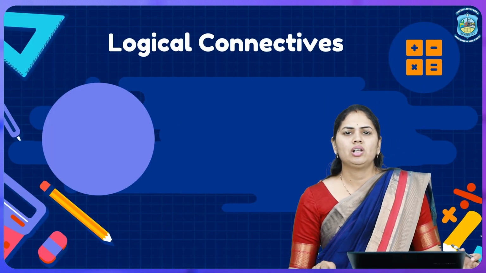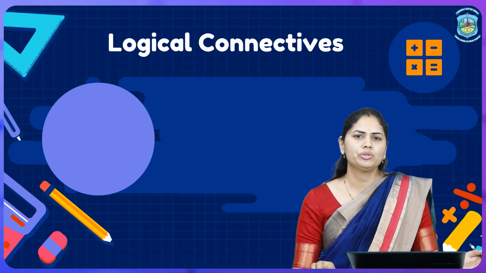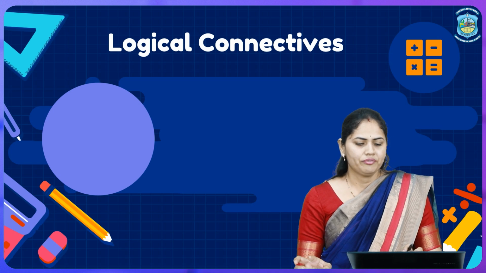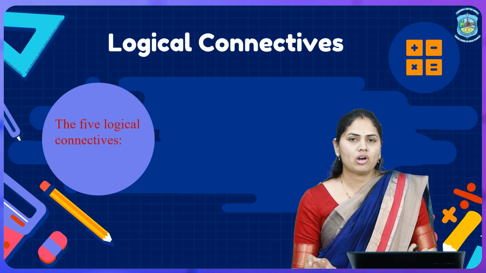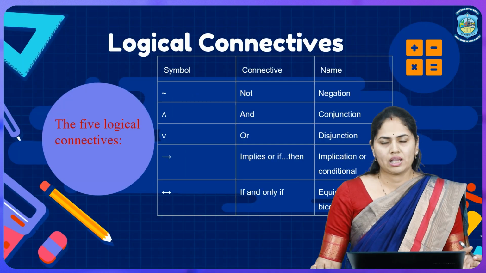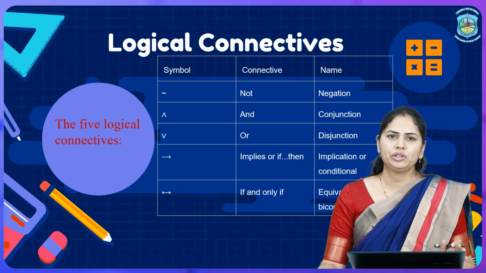Next we will see logical connectives. These are the connectives which are used to connect simple statements. We have basically 5 logical connectives: negation, conjunction, disjunction, implication or conditional, and equivalence or biconditional. These are the 5 logical connectives which we generally use to represent molecular statements.